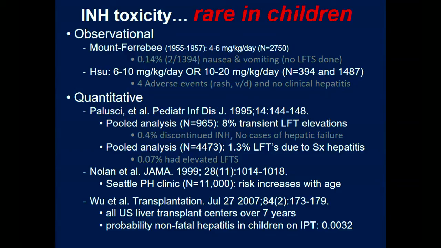More recent quantitative studies. This is one of my favorite studies that actually looked at all US liver transplant centers over 7 years, and it showed that the probability of non-fatal hepatitis in children on IPT was 0.003. All right, so when we think about risk-benefit ratio of IPT and put this into a model, it's very effective and it has very little hepatotoxicity.